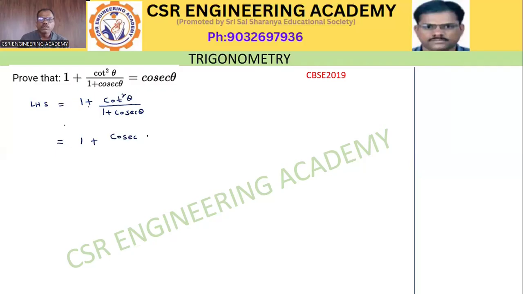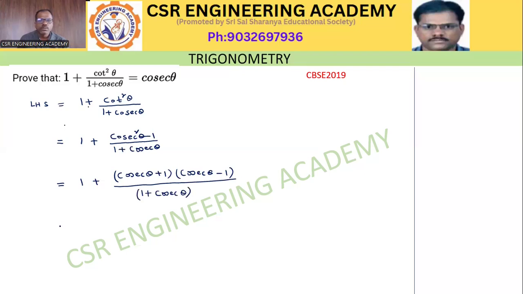So (cosec² θ − 1) / (1 + cosec θ) is equal to (1 + cosec θ)(cosec θ − 1) divided by (1 + cosec θ), which is equal to (1 + cosec θ)(cosec θ − 1) / (1 + cosec θ).